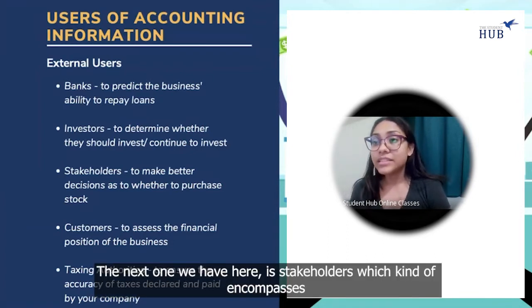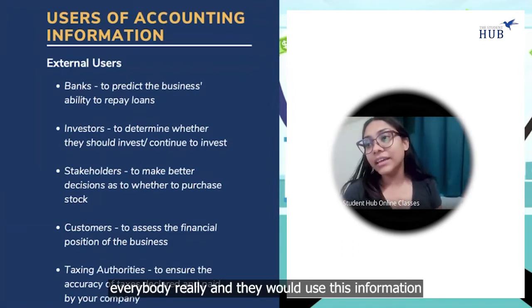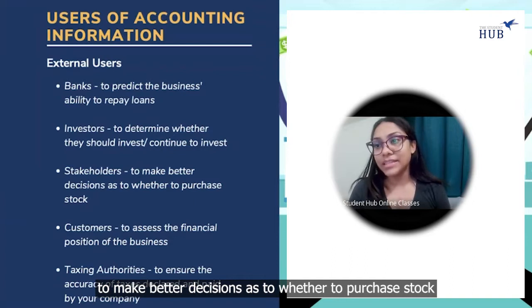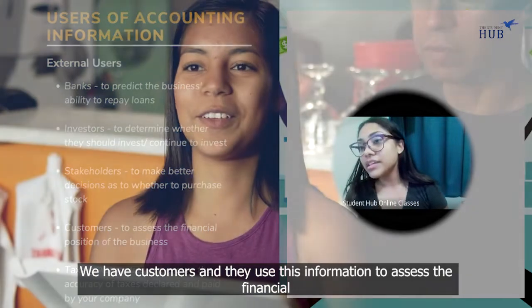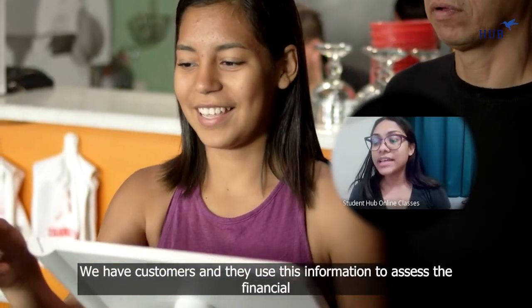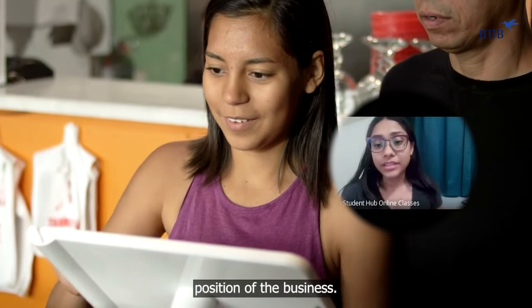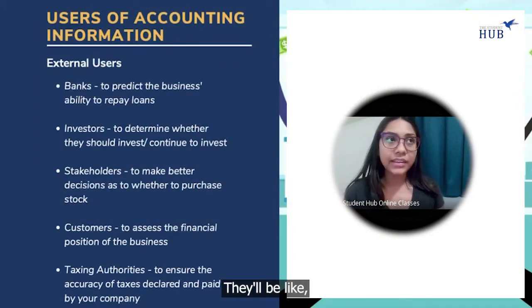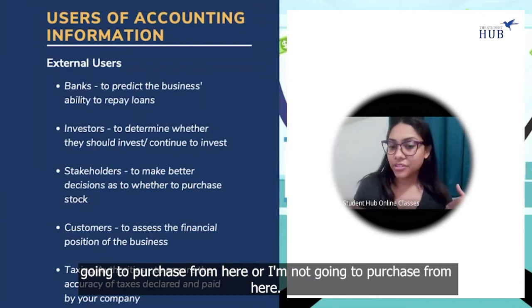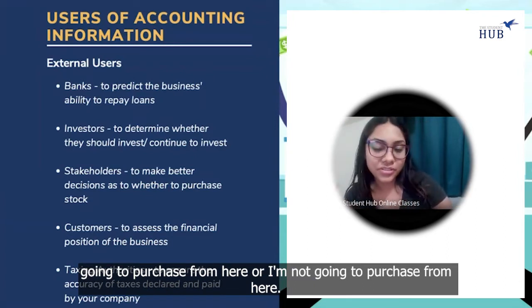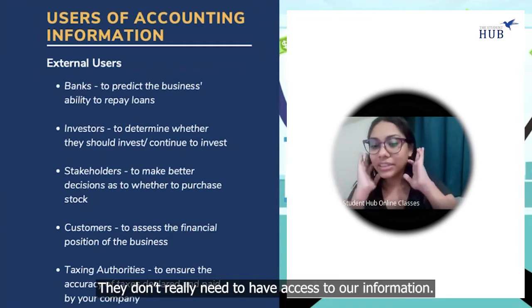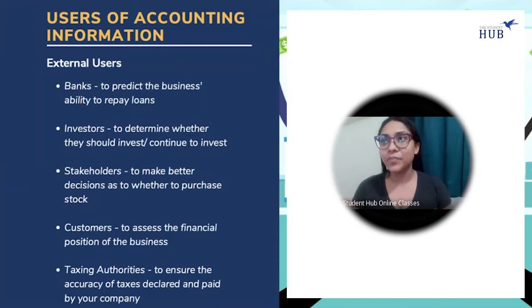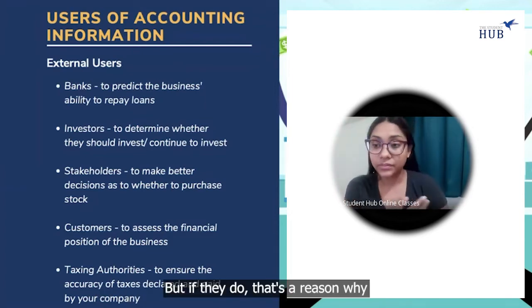The next one we have here is stakeholders, which kind of encompasses everybody, really. They would use this information to make better decisions as to whether to purchase stock. Next, we have customers, and they use this information to assess the financial position of the business. So they will look at our information, and they'll say, okay, I'm going to purchase from here, or I'm not going to purchase from here. That's why they would look at our information. It's neither here nor there. They don't really need to have access to our information, but if they do, that's the reason why.